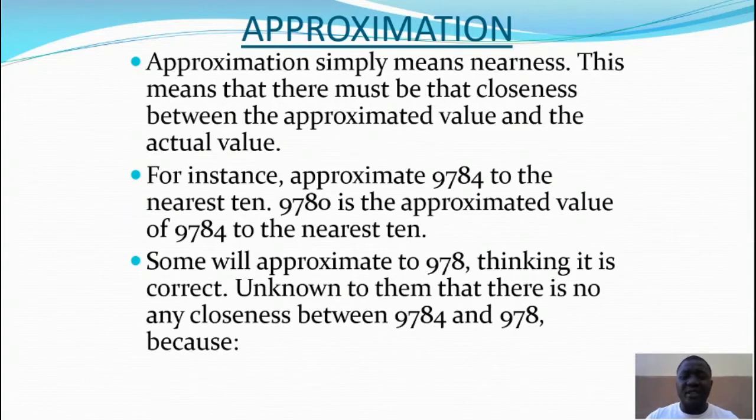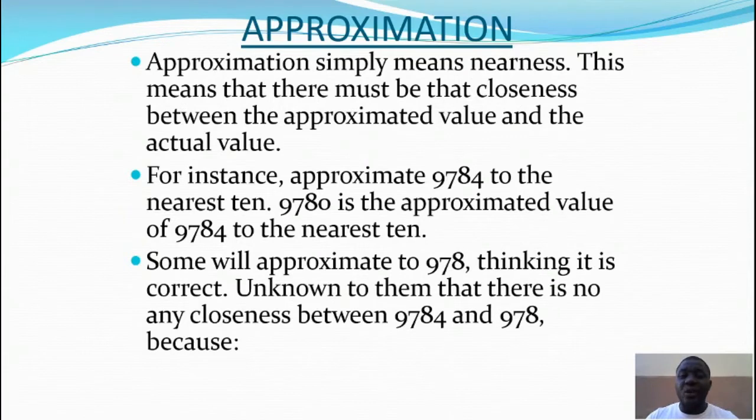Like for instance, look at this example. We said you should approximate 9,784 to the nearest 10. When you talk about nearest 10, you see that 10 is 0 and 1, so our required point becomes 1. And if you trace the required point from 9,784, the required point is 8.